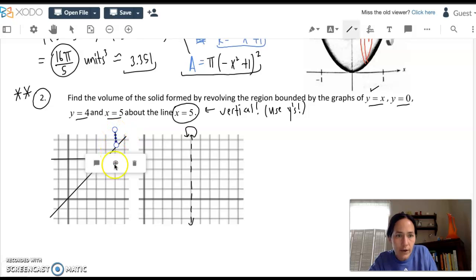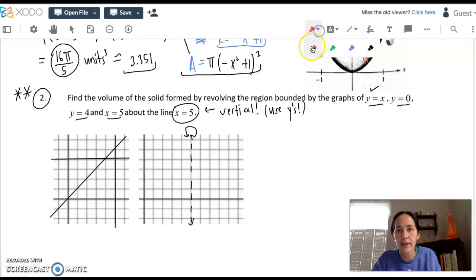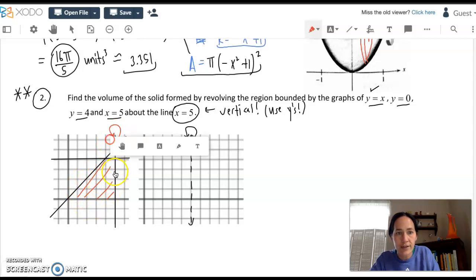So I'll have x equals 5 come down like that. Okay, and y equals 0 was beneath it. I want to shade in the region in question. Let's shade in red here. This is the region that we're going to revolve. Okay, so this trapezoid, we're going to spin it around a vertical axis of revolution.